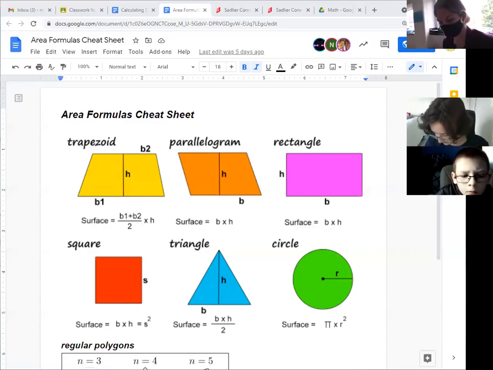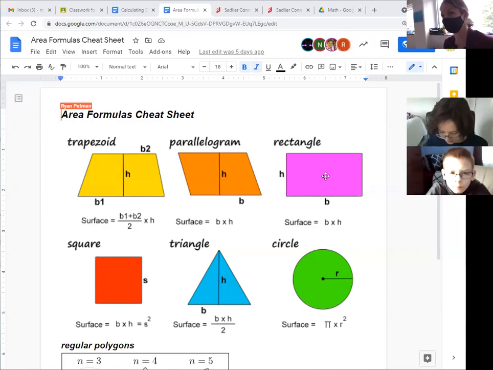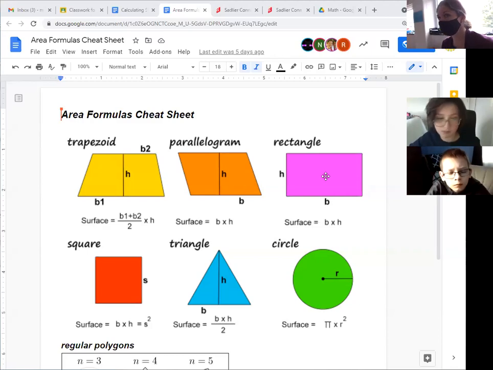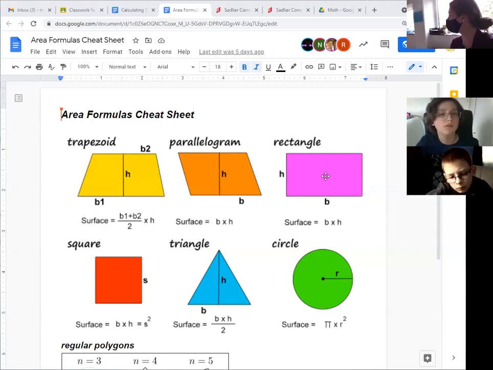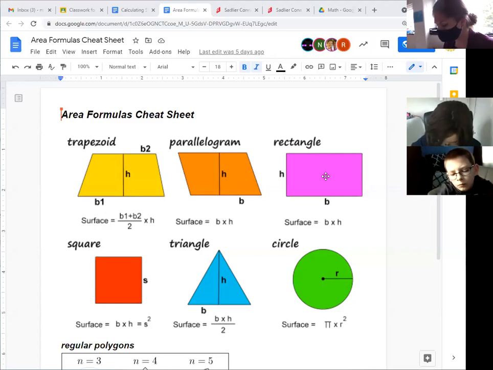I put this today on the Google Classroom post. This area formulas cheat sheet is going to be really useful for you to have on hand this week. You will be able to use this sheet on your assessment, which is on Friday. But you need to know how to use it. So I'm going to teach you how to use these area formulas this week when calculating surface area.